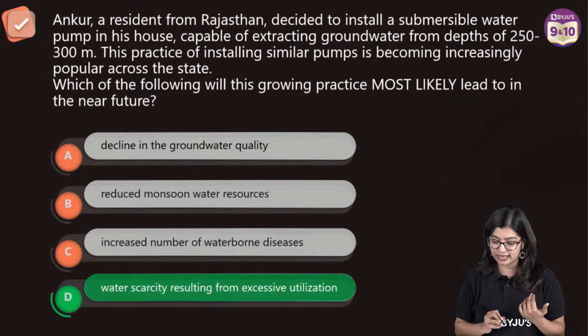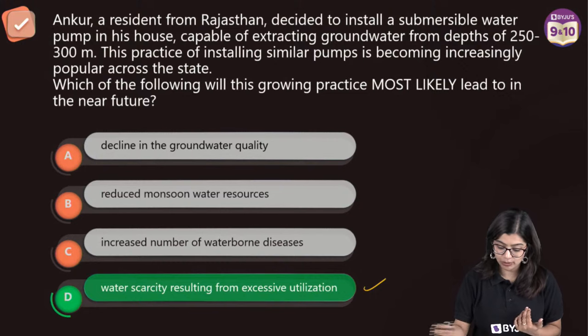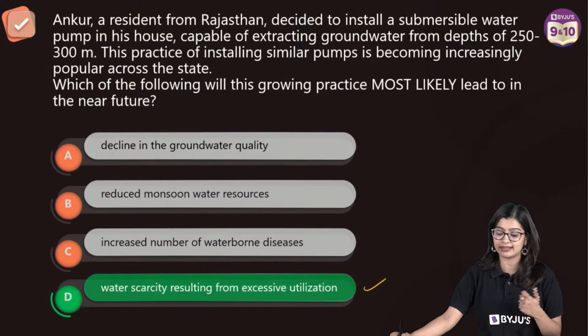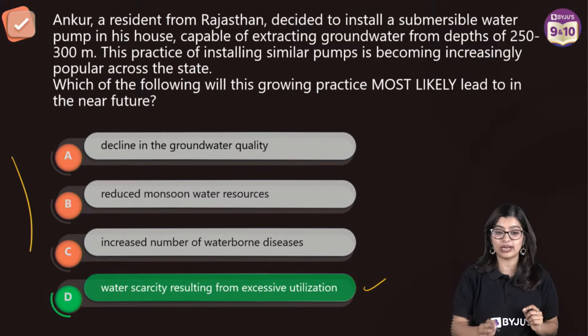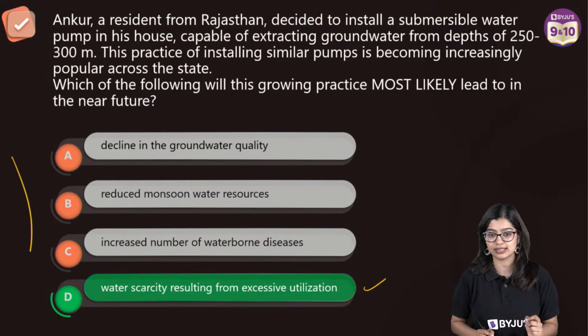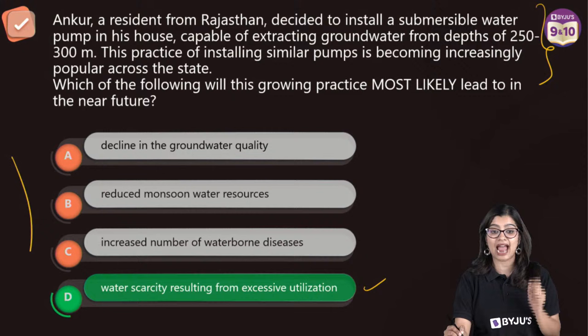So in this case, what would be the answer? The answer here is going to be option D, that is water scarcity resulting from excessive utilization. Correct answer here is D. You will get 1 mark for identifying this. So read the case carefully and infer.